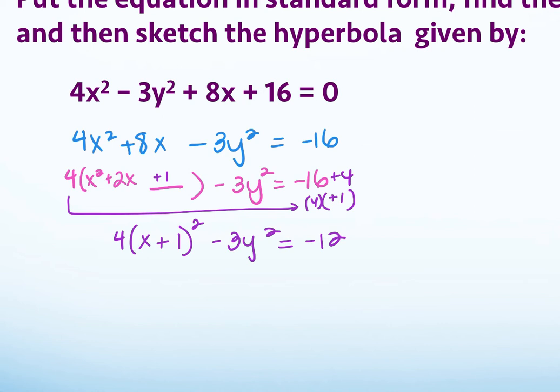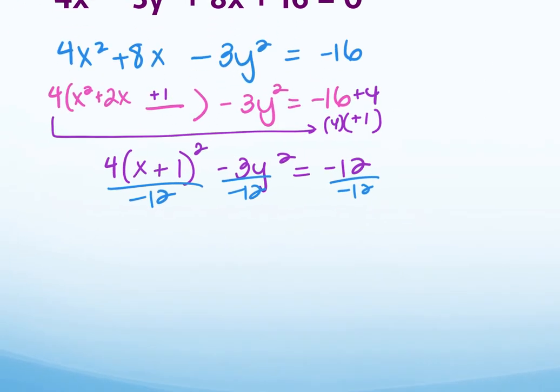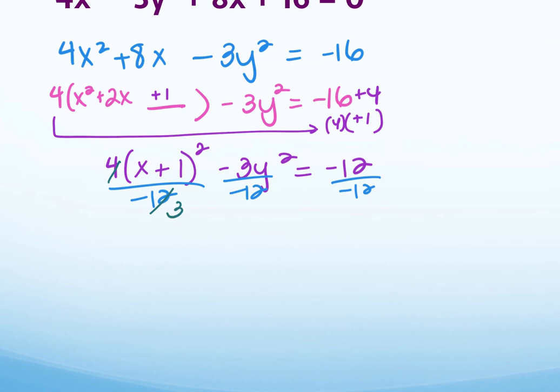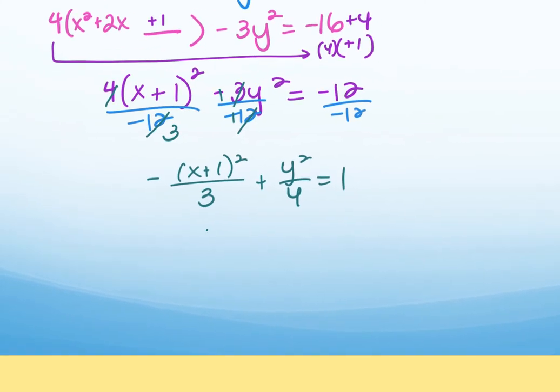Then what? Divide by negative 12. So whatever you start with, like if you looked at the beginning, it's an x squared minus a y squared, you might have thought that that was a horizontal hyperbola, but you have to wait till it's in standard form to make that call, because if you're dividing by a negative, these signs are switching. So this would be 3, and this is negative (x plus 1) squared over 3. This becomes positive y squared over 4 equals 1. So the negative comes second, so I would now switch this order: y squared over 4 minus (x plus 1) squared over 3 equals 1.